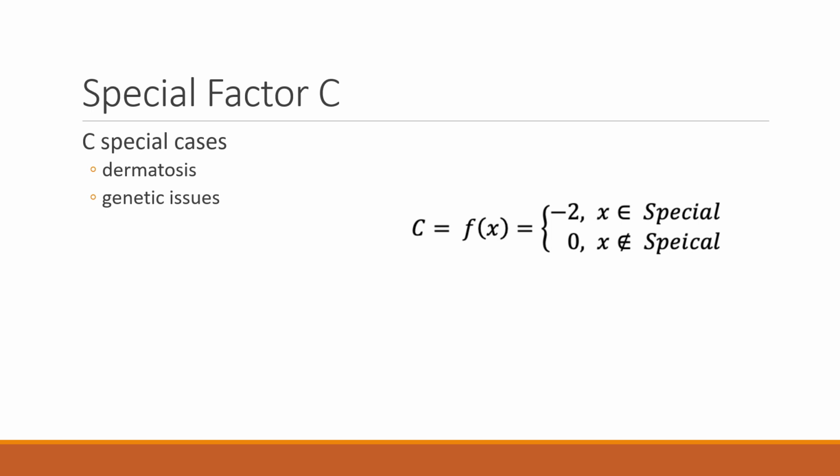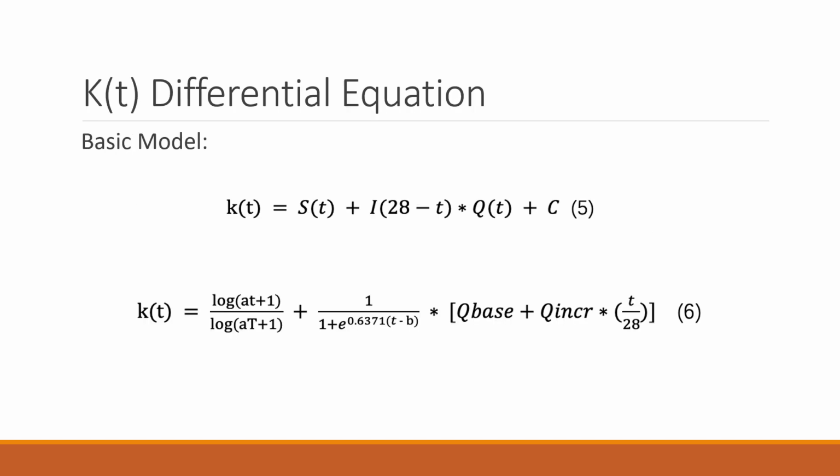And for some special factor C, it indicates a situation where some infants are not suitable for KMC. Some infants may be born with special dermatosis, which means that skin-to-skin contact will even exacerbate their health issue. Thus, we measure it as a piecewise function. If it's a special case, C is just -2, and otherwise it is 0. Thus, the overall result of the KMC-related part of the model is as equation 5 says. And if we plug in the functions and parameters that we use, we can see that KT becomes equation 6.